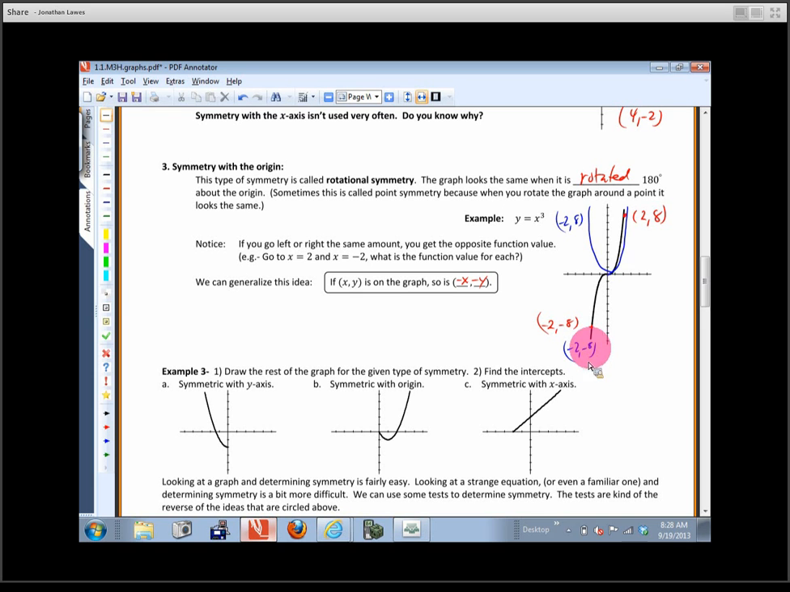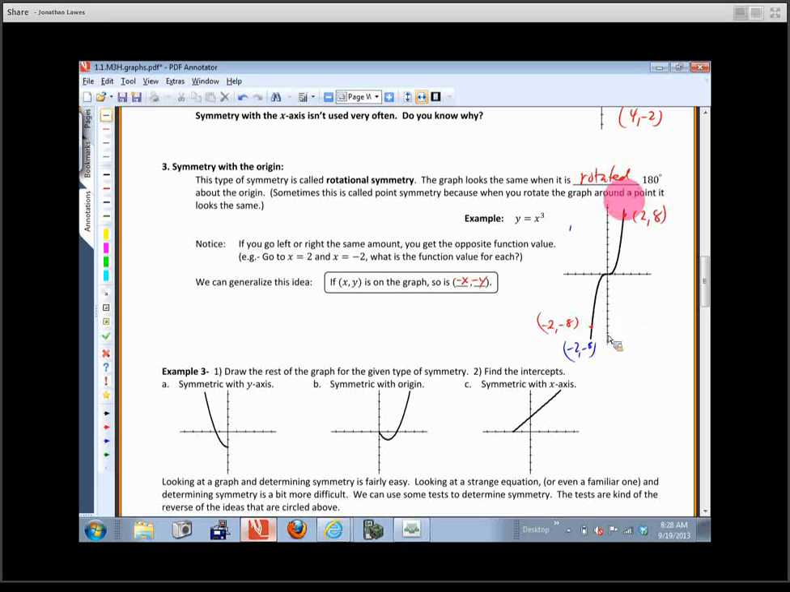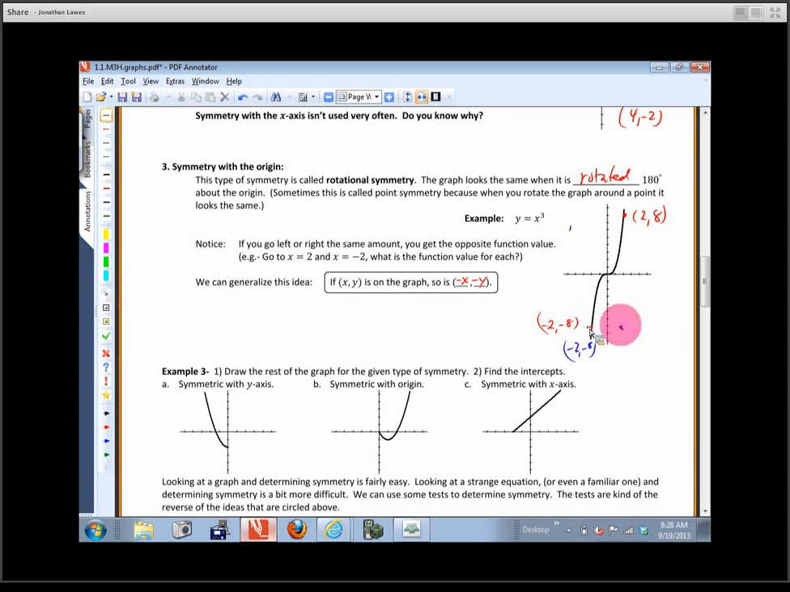So you can actually accomplish symmetry with the origin by doing two reflections. I could reflect across the y-axis, then across the x-axis. Okay, or I could reflect across the x-axis, then across the y-axis. If I flip it down here and then over here, like that. Okay. We don't often think of it that way, but you could accomplish the same thing. Okay, are there any questions?